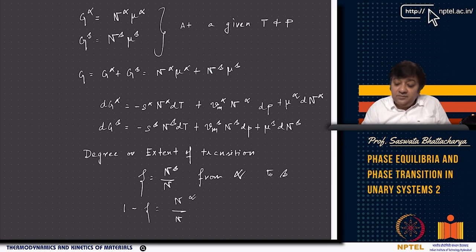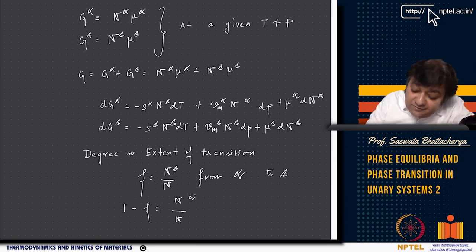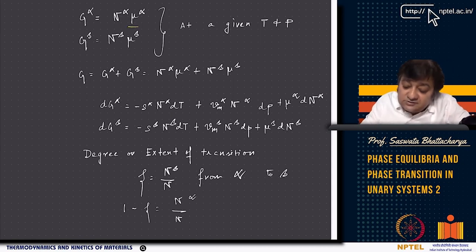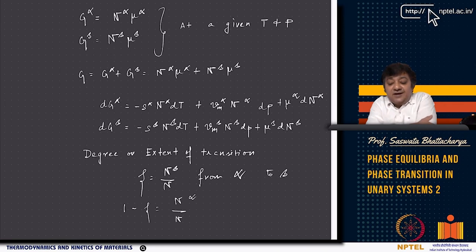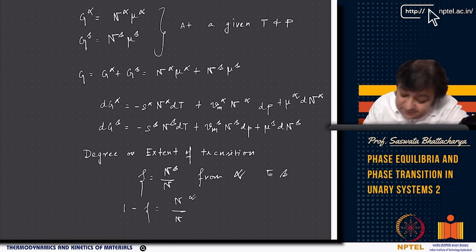Now, mu alpha is the molar free energy of the alpha phase. If I multiply it with the number of moles of alpha phase, that is n alpha, I get G alpha, which is n alpha mu alpha at a given temperature and pressure. Similarly, I can write G beta equals n beta mu beta. Now, total G is G alpha plus G beta, which is n alpha mu alpha plus n beta mu beta. Now, I can write a differential, dG alpha plus dG beta. So, first I can calculate dG alpha, and then dG beta.